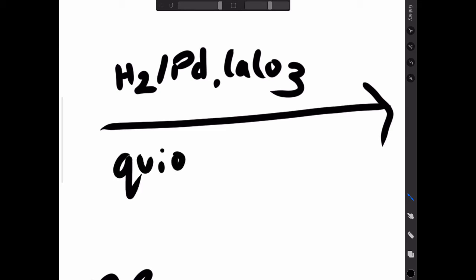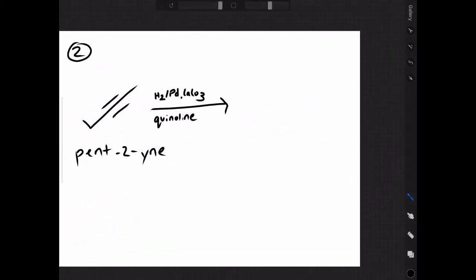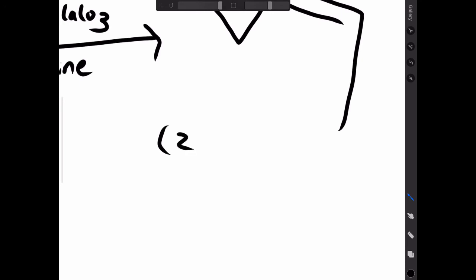We use a Lindlar's catalyst by having quinoline, which acts as a catalytic poison, which means that this catalytic poison will partially deactivate the catalyst, so the catalytic activity of the palladium catalyst is drastically decreased, and so only selective or mild reduction occurs and gives us cis alkenes.